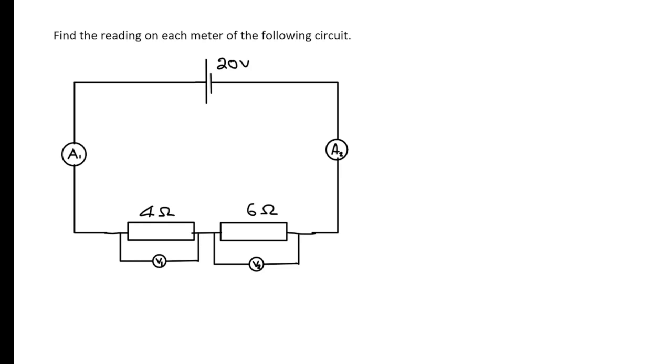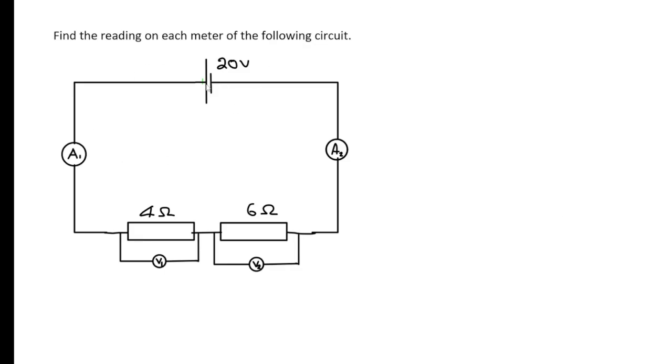Now there are two separate voltmeters connected across these two. I put two ammeters as well. So the question is to find the reading on each meter of the following circuit. Give it a try.